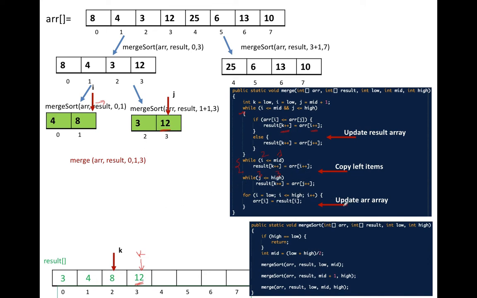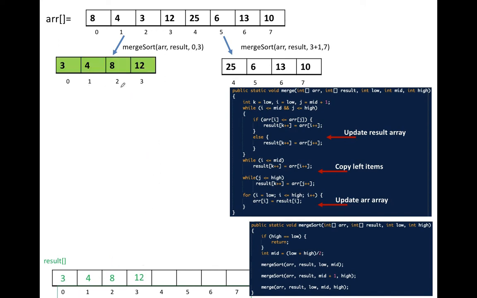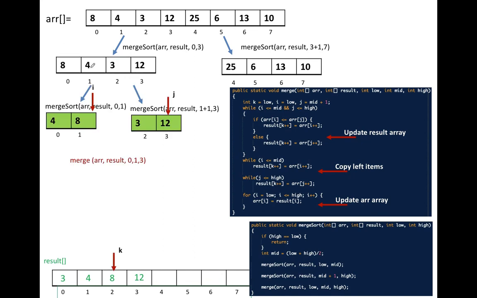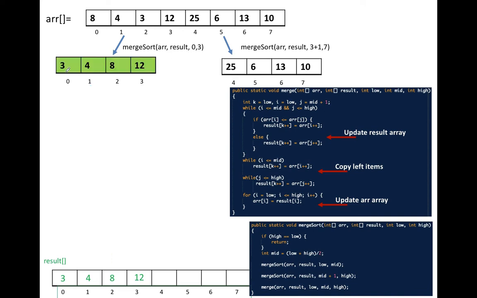And then we correspondingly update the main array. So one by one we take all these numbers from this result array and then update this left subarray. Previously this left subarray was 8, 4, 3, 12, but once we do the merge operation of these two left subarray and right subarray, we'll get the result as 3, 4, 8 and 12. And how do we get that? We get that from this result. So this left subarray is now sorted.